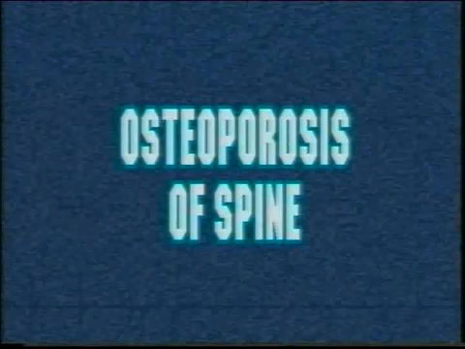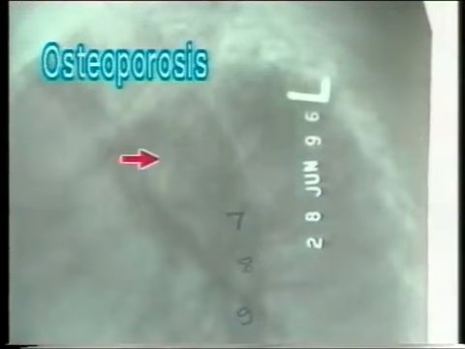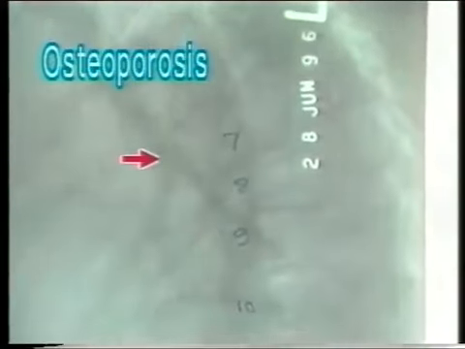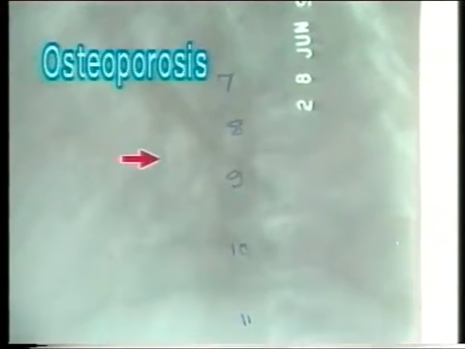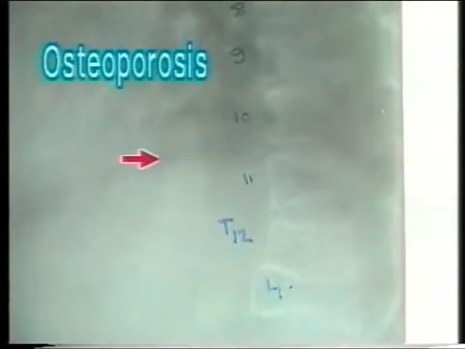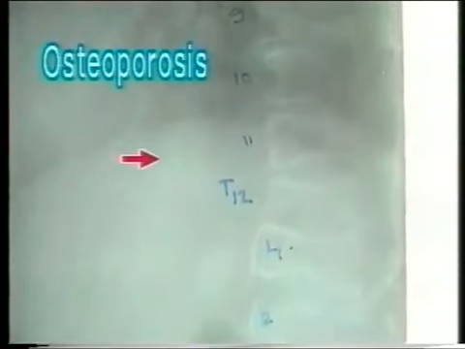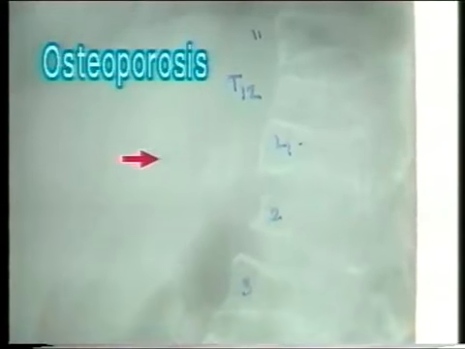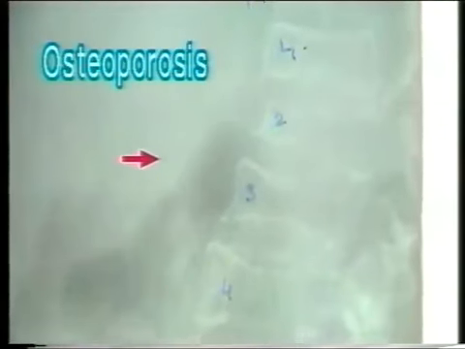Osteoporosis of the spine. In this X-ray, note the gross reduction of bone density, that is osteoporosis. This has resulted in multiple fractures of the spine involving T12, L1, L2 and L3. Due to the decrease in bone density, there is a relative prominence of the thin cortex.